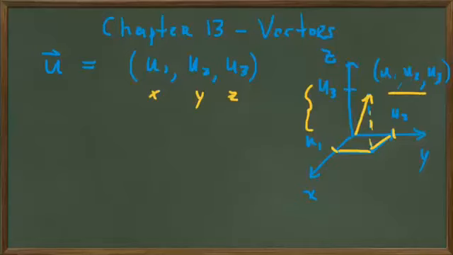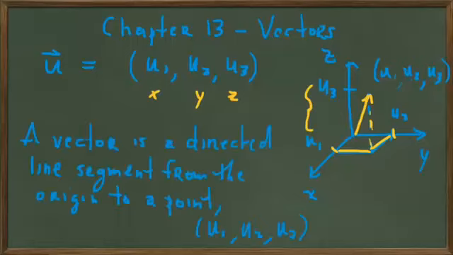to get to the vector U1, U2, U3, which is defined as a directed line segment from the origin to a point. In this case, the point is in 3 space, U1, U2, U3. So from the origin to that point, and then we draw an arrow showing which way the vector is pointing, and that direction is from the origin to that point.